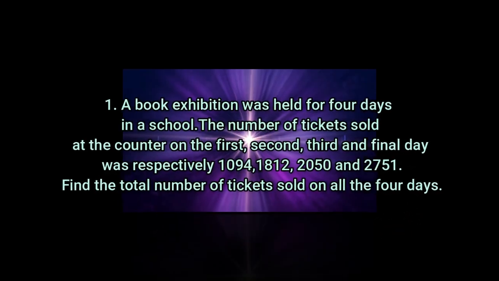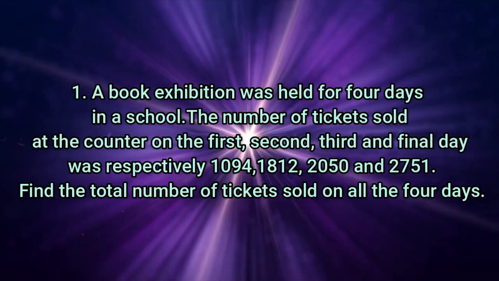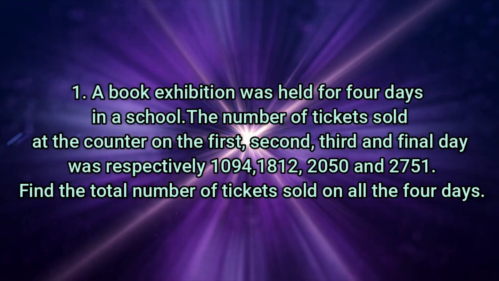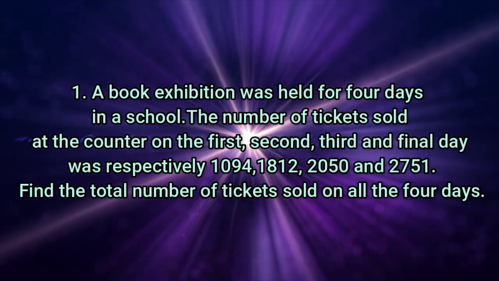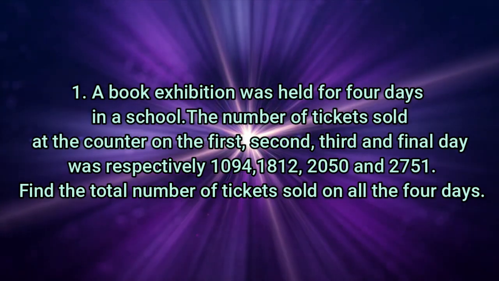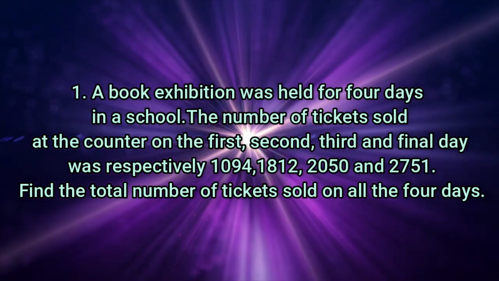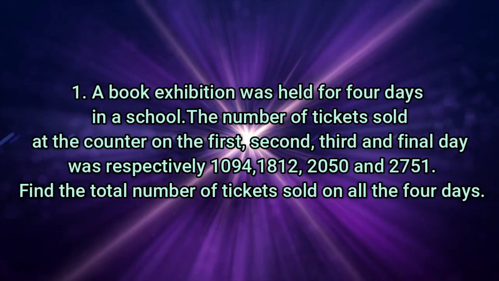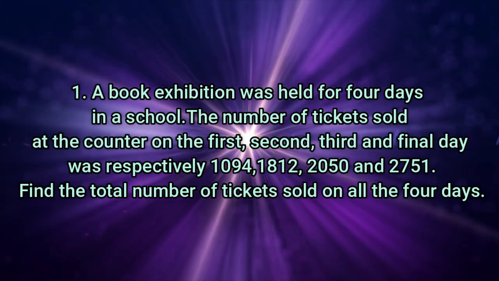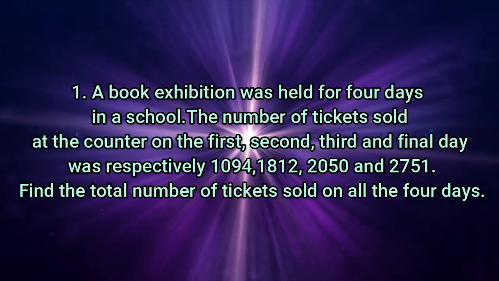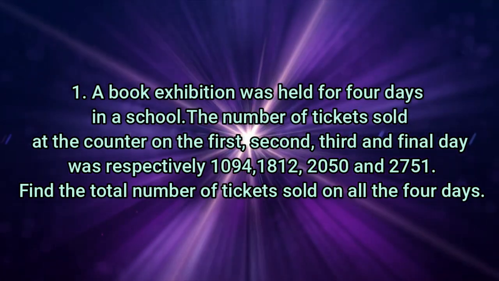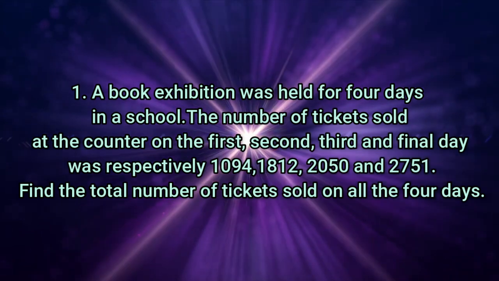The first question is here. A book exhibition was held for 4 days in a school. The number of tickets sold at the counter on the first, second, third and final day was respectively 1094, 1812, 2050 and 2751. Find the total number of tickets sold on all the 4 days.